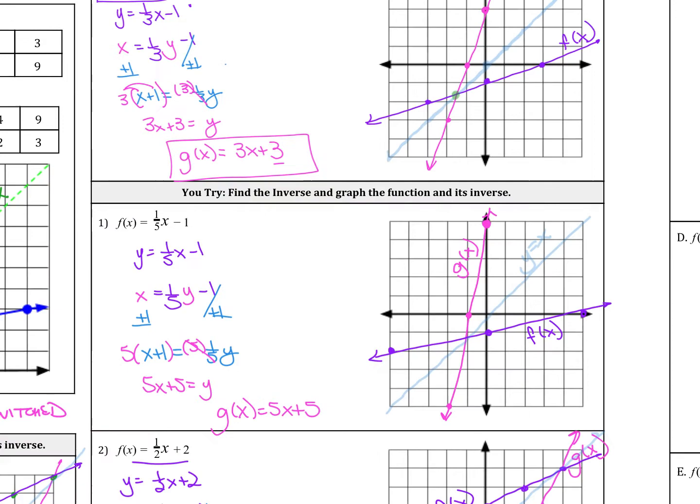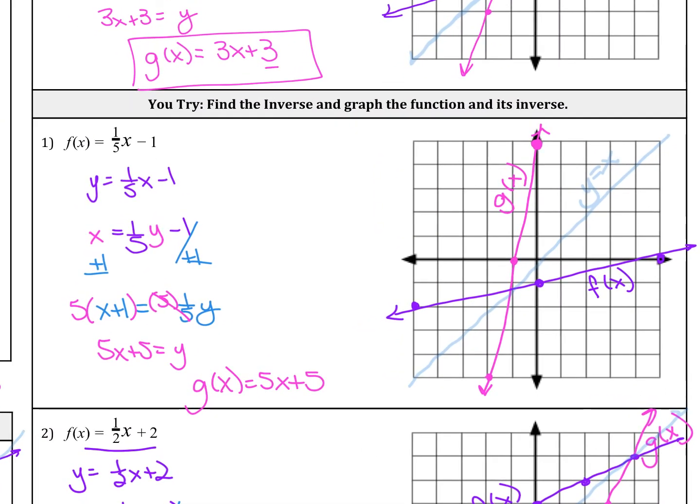On the right side, you should have gotten g of x equals 5x plus 5. So remember to distribute. Then I start with the graph. I start at +5. The slope is 5 over 1, so I can go down 5, left 1, down 5, left 1. That is my g of x. Then for f of x, I start at -1. The slope is up 1, right 5. I do my line of reflection, making sure to label everything.